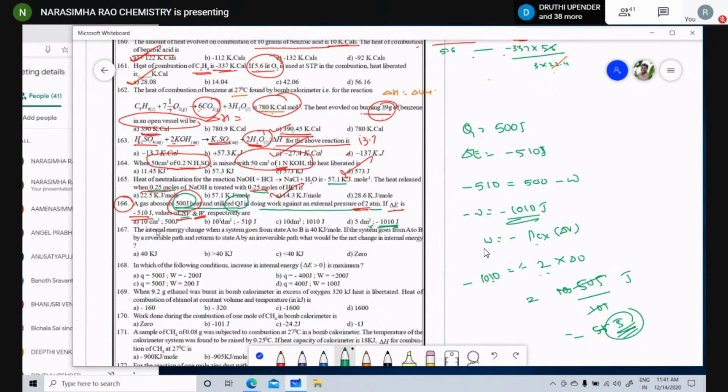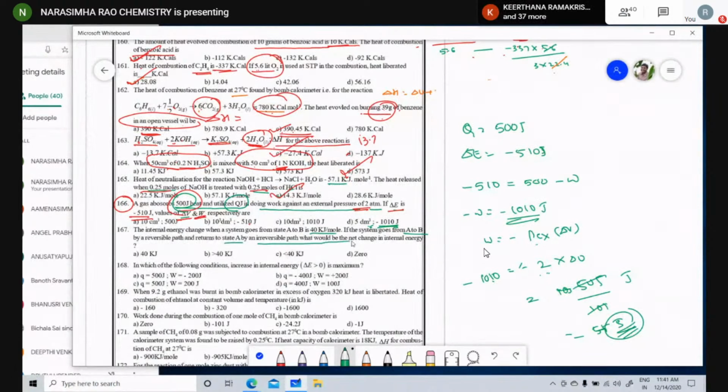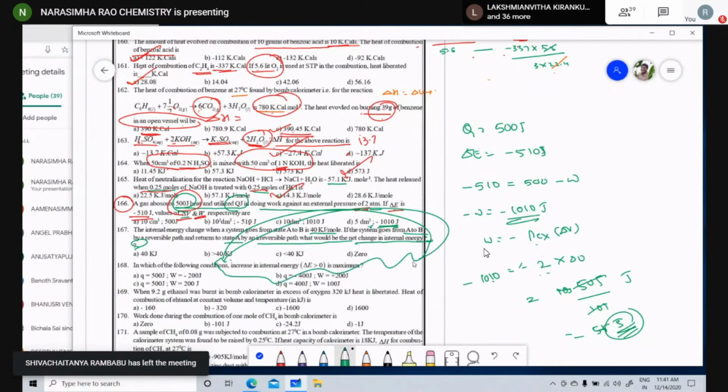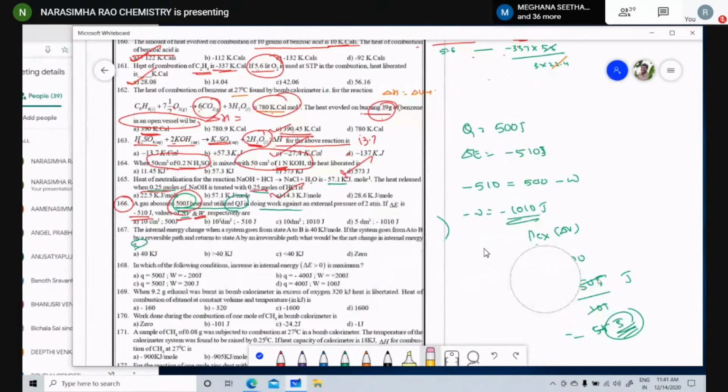Right. The internal energy change of a system from A to B is 40 kilojoules per mole. If the system goes from A to B by a reversible path and returns to A by an irreversible path, what is the net change in the internal energy? So A to B is reversible, and the irreversible process is again B to A. For a cyclic process, change in internal energy is 0. So that answer is 0.